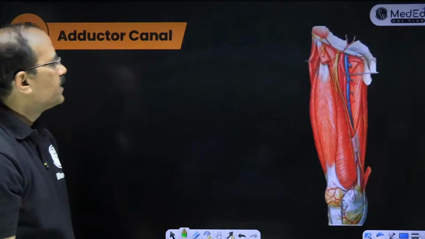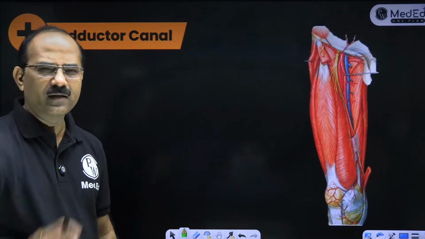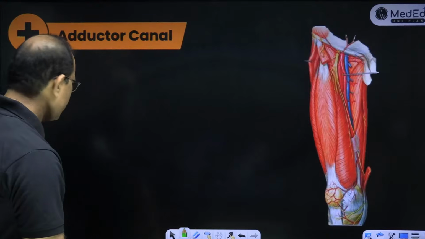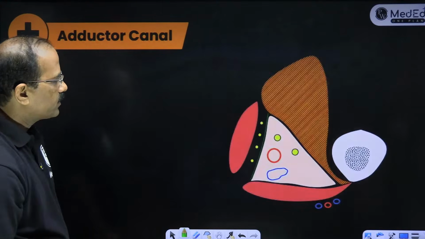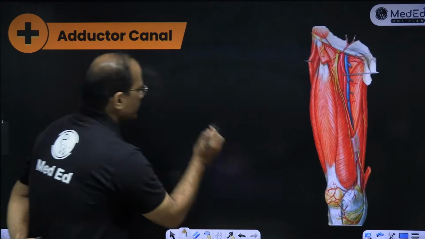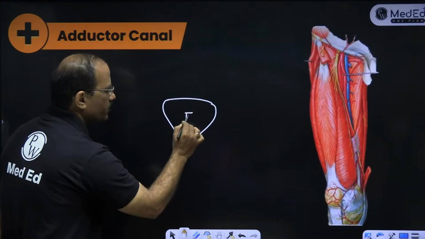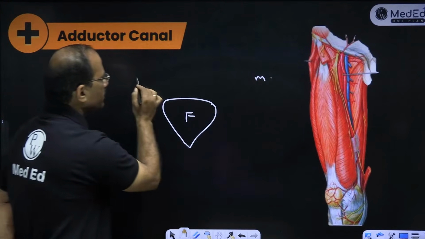Fine, great. Now, let me say adductor canal. Adductor canal is generally very confusing for the students. So, adductor canal. One minute, I'll just draw a slide for you. See here. This is our femur. I'll just draw the adductor canal for you. This is femur. This is medial, this is lateral.